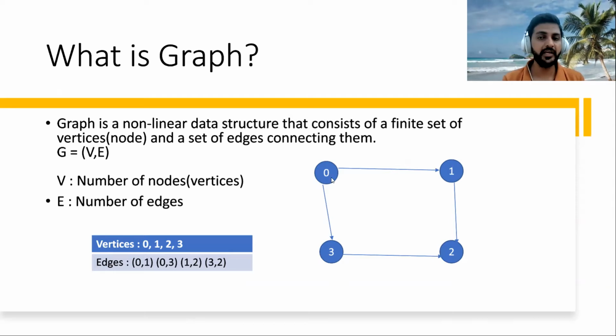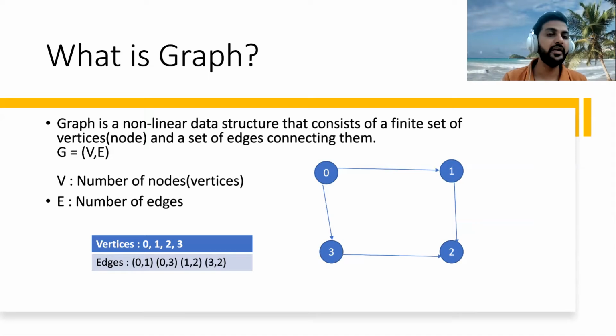Now there is one edge which is connecting 0 and 1. Then there is one more edge which is going from 1 to 2. Similarly from 0 to 3 and 3 to 2. So these four are known as the edges. Any graph will have these two things: the number of vertices and the edges it has. To be very simple, in this example we have vertices 0, 1, 2, 3, along with edges 0 to 1, 0 to 3, 1 to 2, 3 to 2. All right, so this is the simple definition.